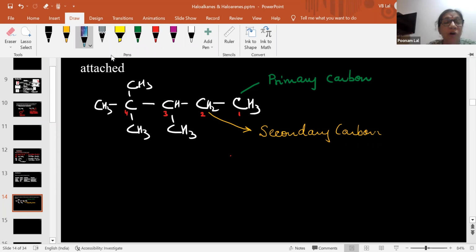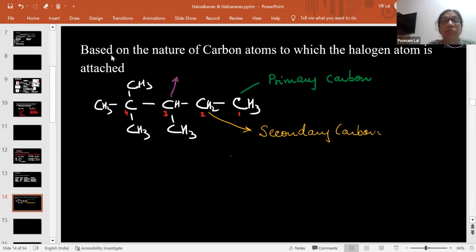Vaishnavi, can you tell me what about the third one? Ma'am, tertiary, as it is attached to 3 carbon atoms. Tertiary carbon atom. All right, so you very nicely recognize primary, secondary, and tertiary. The fourth one is quaternary. We don't need it right now, but you need to understand primary, secondary, and tertiary carbon atoms.